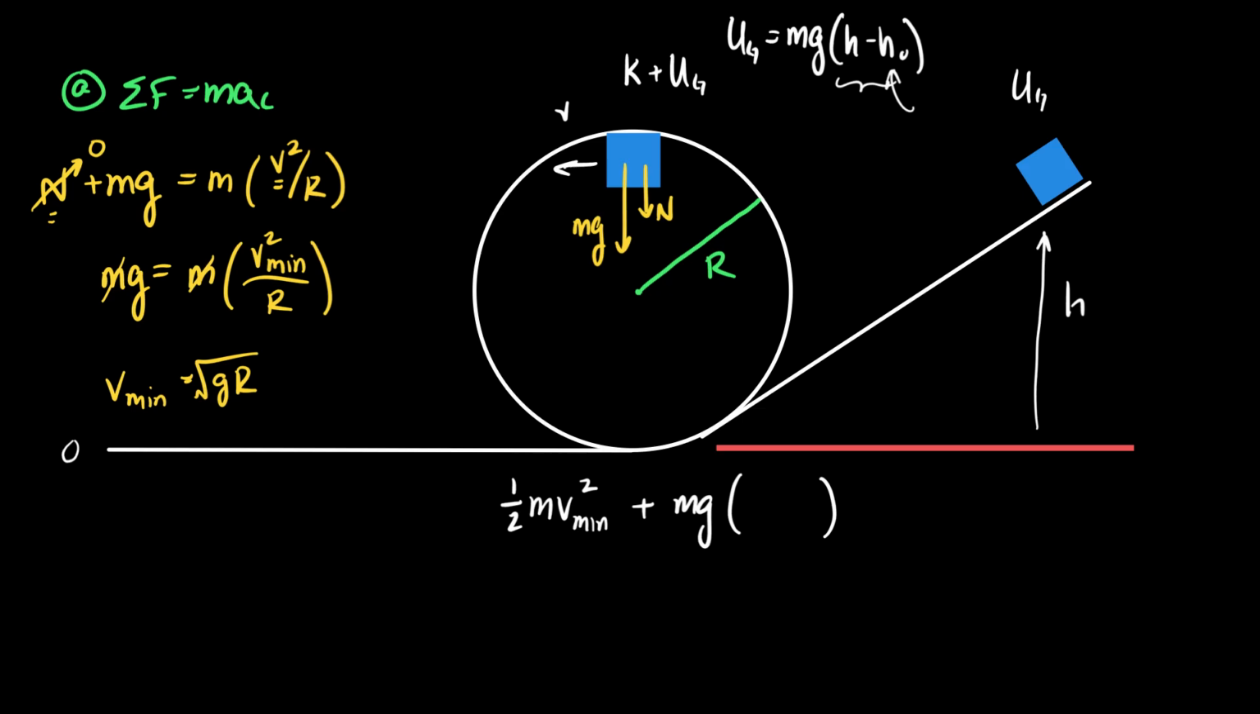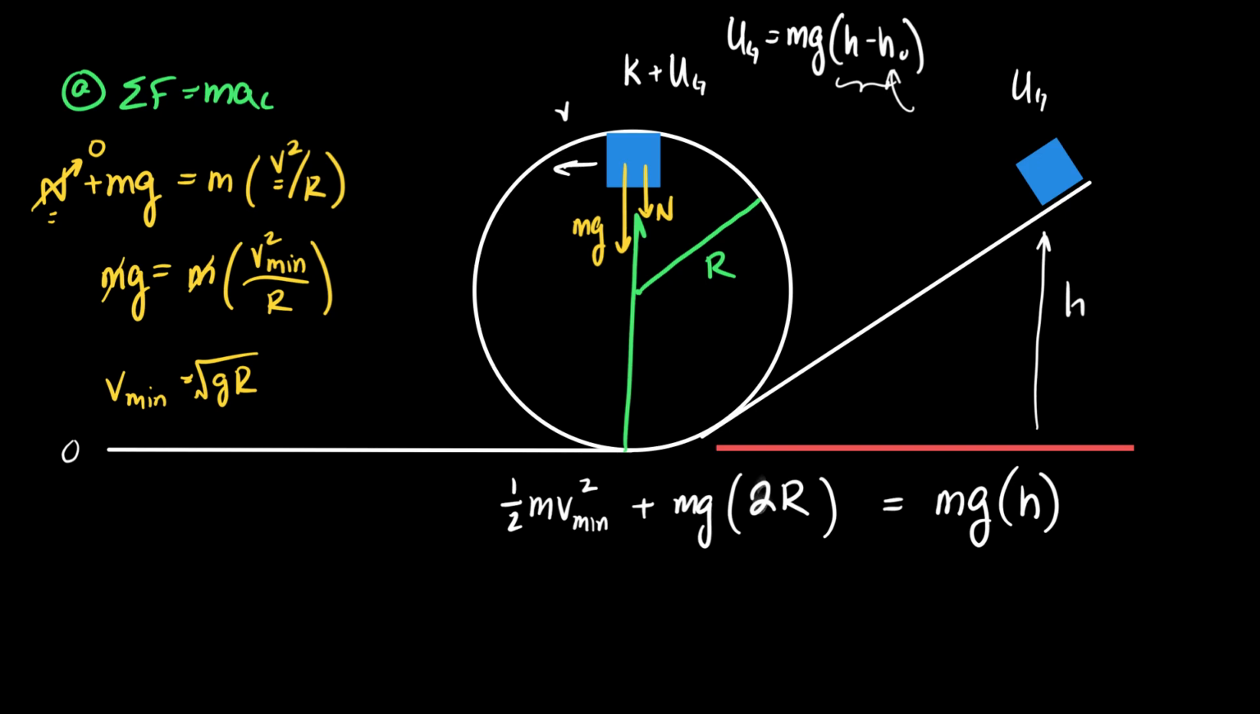I think 0 is here. And I'm going to say that the object, when it's here, oh, yellow's not a good choice. When it's here, is 2 radii high. So I'm going to use for h minus h naught, 2r. Any questions about that? All right. Over here, I'm going to have just mgh. I'm looking for h, the height that it attains.